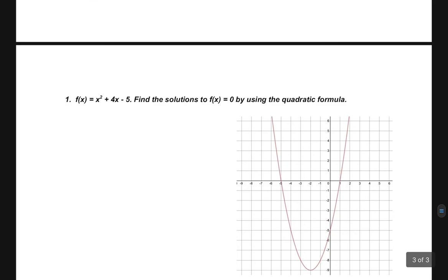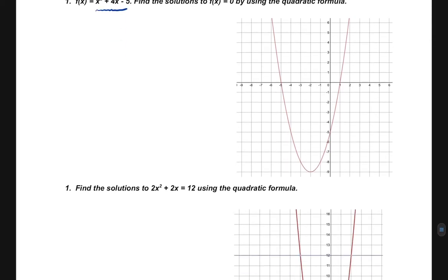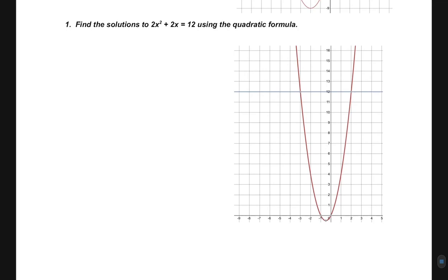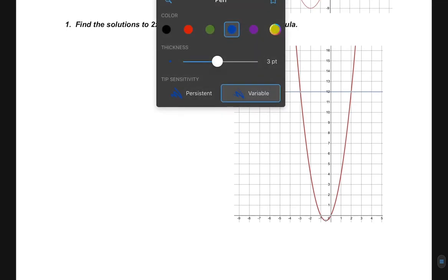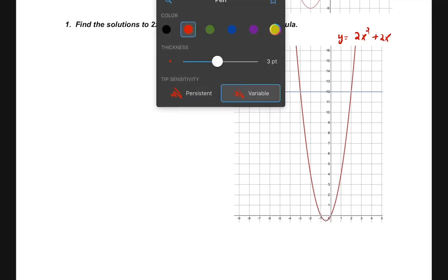Because we're pushing 11 minutes in the video, I'm going to skip this example because it's not that much different than the one that we just did. And I want to do just this one example here. Find the solutions to 2x squared plus 2x. So this graph here, this is y equals 2x squared plus 2x equals 12.